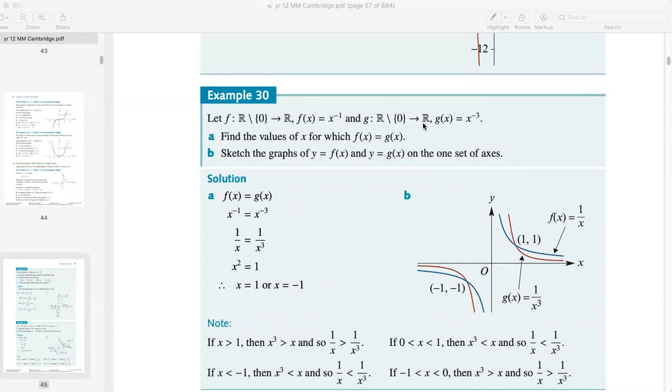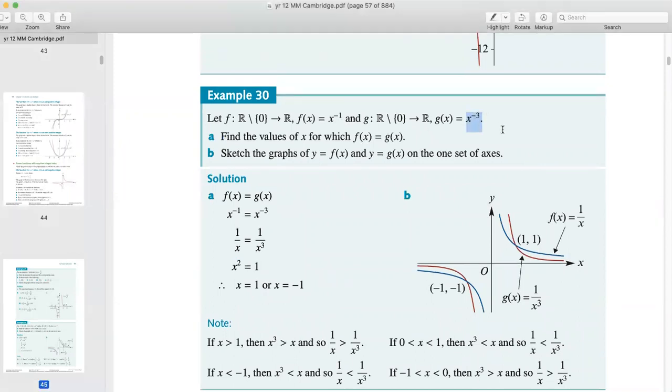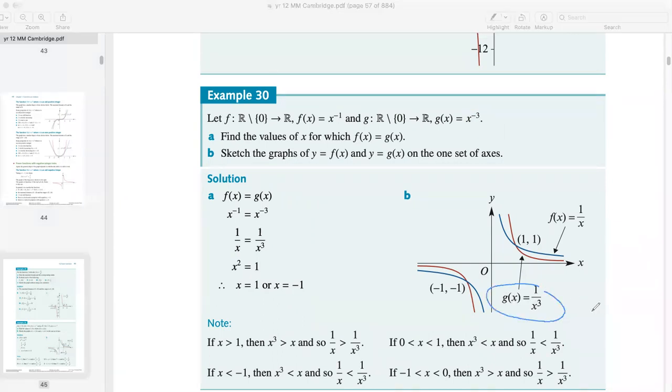And same here, x to the power of -3 means 1 over x cubed. Now they ask you to sketch the graphs of these two on one set of axes, which means the same x-axis. So be careful here. They might have an intersection, so you have to draw it.